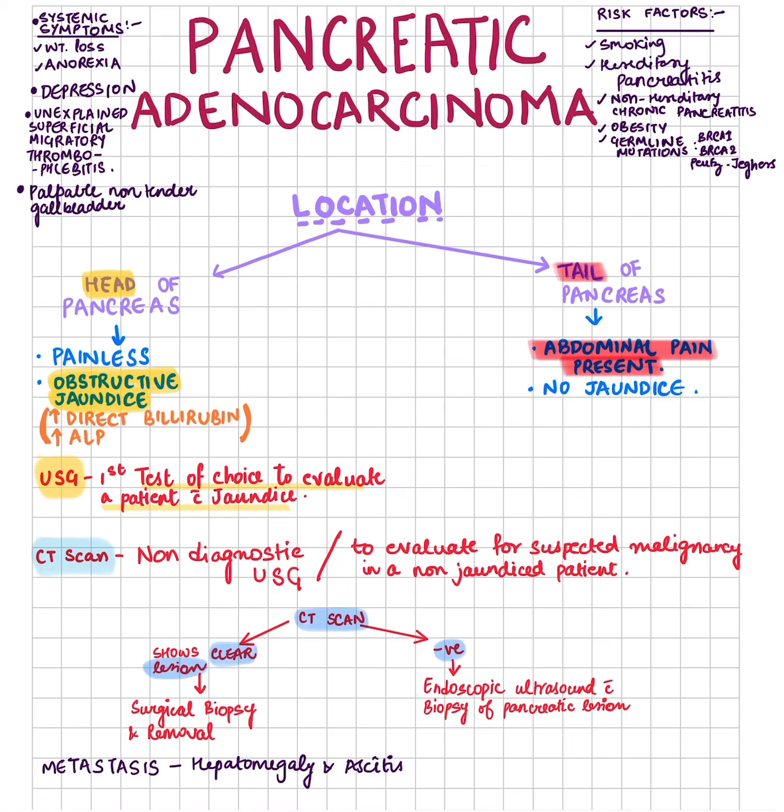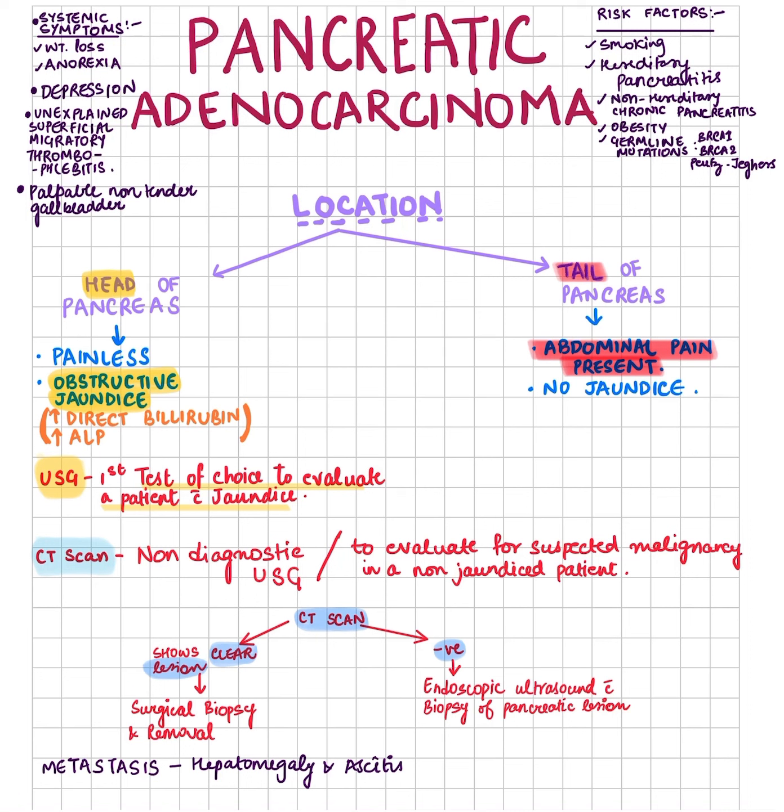and if it comes out to be negative, then it will be endoscopic ultrasound with biopsy of pancreatic lesion. Another thing is, if the patient has a pancreatic cancer and it has already metastasized, the patient can present with hepatomegaly and ascites. So those can be your physical findings, okay?